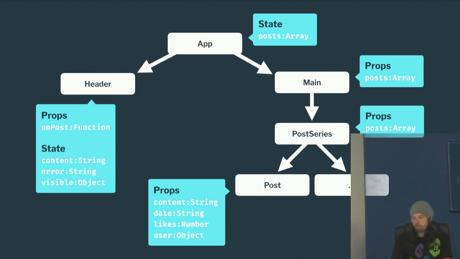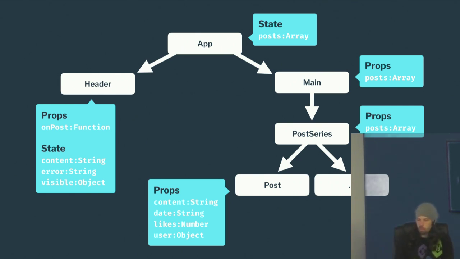But the post series needs that array. So what we do is we pass it from app to main, then from main to post series. Post series will then go through that array, and for each item in the array, we'll render a different post component. And for each of those posts, we're going to give it content, date, likes, and a user object, for example. That would be the data that each post needs to have. So in this posts array, each of the items is an object that contains this data.